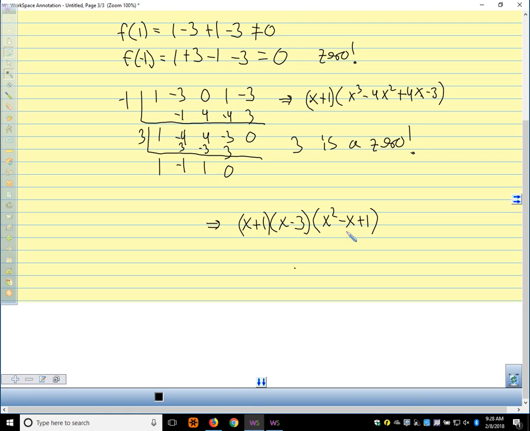We could try the quadratic formula. So I would say x equals 1 plus or minus the square root of 1 minus 4 times 1 times 1, all over 2. Well, look what happens here. 1 minus 4, negative 3. Square root of negative 3 is going to be complex. So this gives us a complex solution.